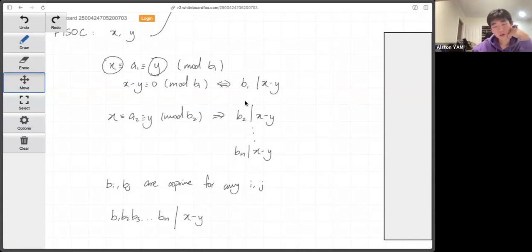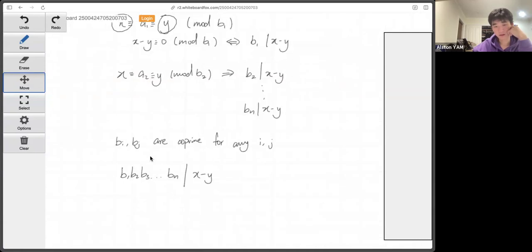Why? Because since they're coprime, they have no common prime divisors. And so the prime divisors in b1 must divide x minus y. And then a different set of prime divisors in b2 must also divide x minus y, and then another set for b3 divides x minus y, and so on. So if we multiply all of these numbers together, the prime divisors in there will be different, and they must all divide x minus y.